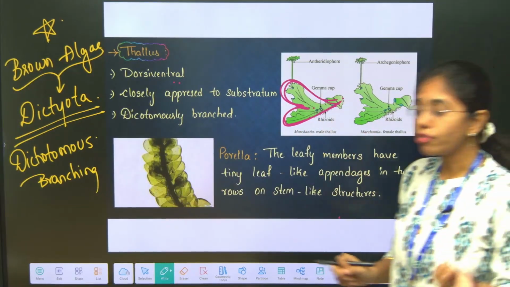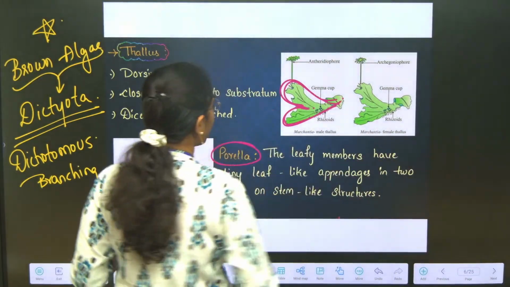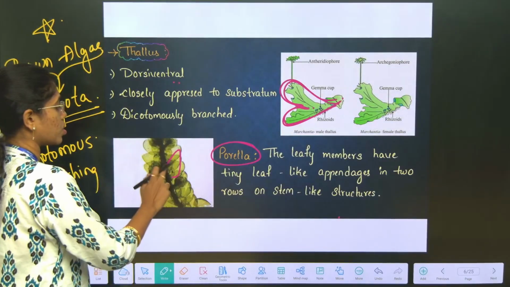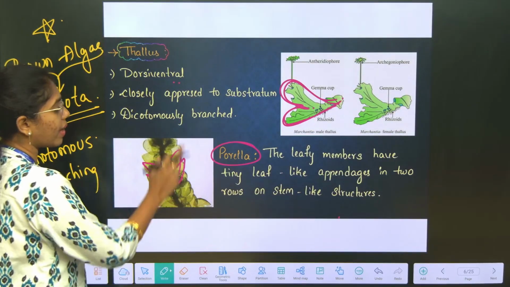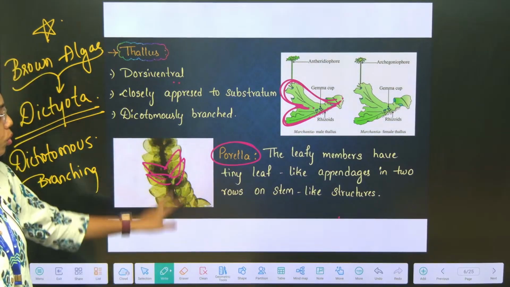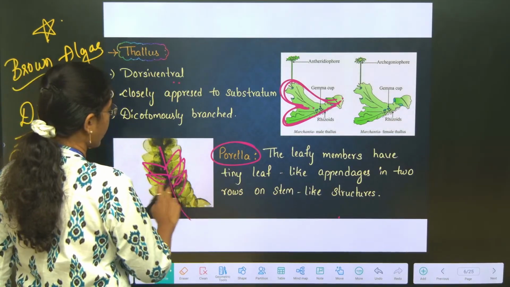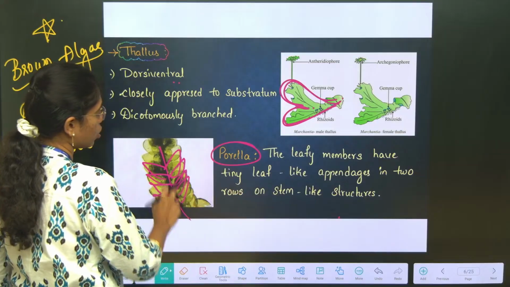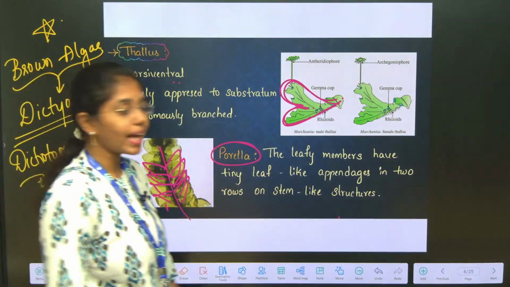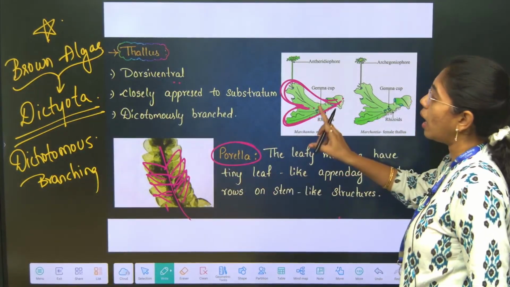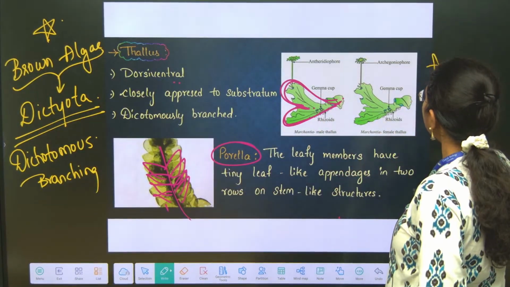And if you consider Porella, Porella will have leafy members. These are leaf-like appendages. They are in 2 rows on the stem-like structures. Porella have leaf-like appendages present in 2 rows on the stem-like structure. This is the description of what? Marchantia and Porella.